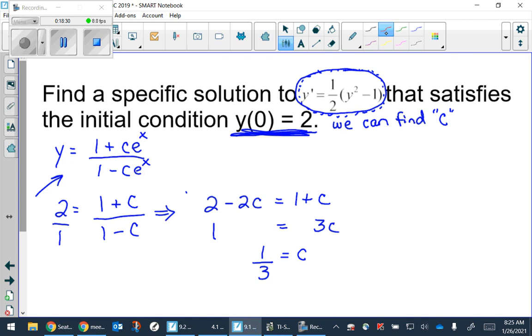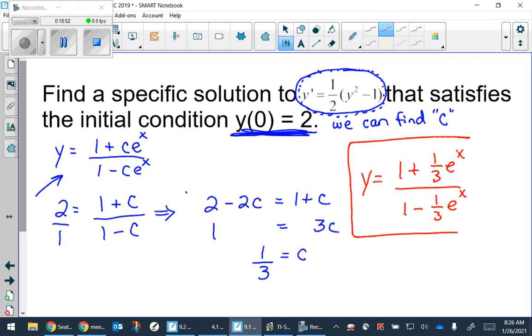So our specific solution is this same thing we had before: 1 plus, but I'm not calling it C, 1/3 e to the x over 1 minus 1/3 e to the x. That is a specific solution. We can only really come up with that after we've shown that this general solution actually was a solution, verifying that it was a solution.